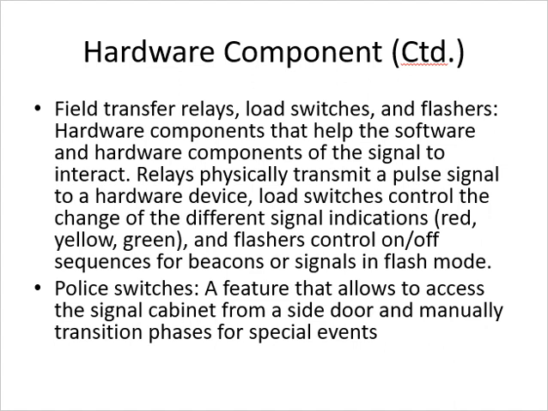These load switches are causing the lights to change. They take the signal from the relay, and then they are activated and change the lights. And flashers control the on-off sequences for beacons, or when signals are in flashing mode. So whenever there is a malfunction, or the signal is manually operated in flashing mode, these flashers take control.